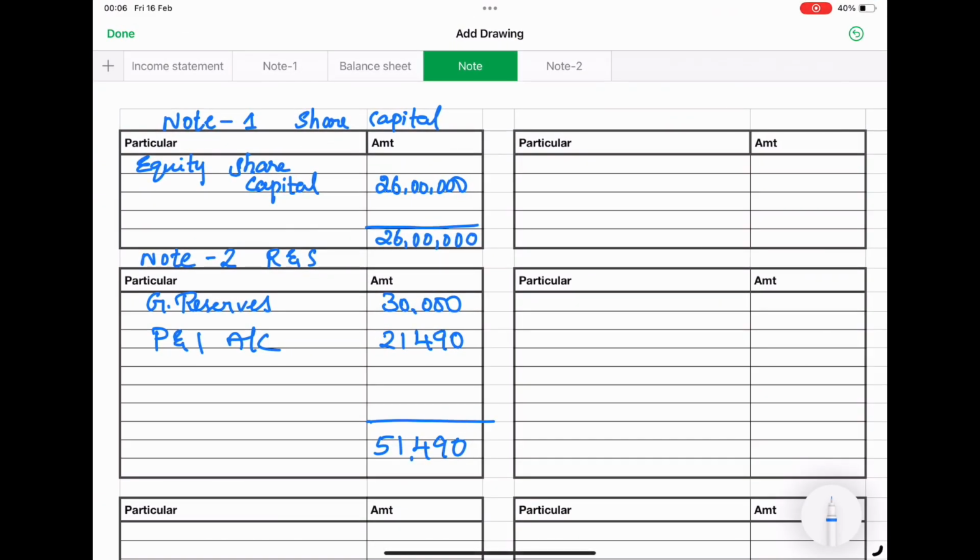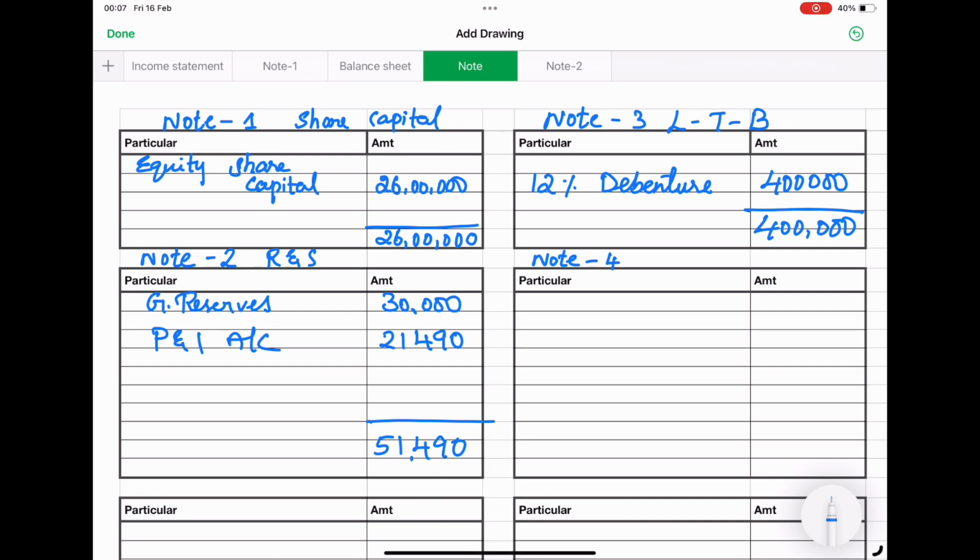I'll write here note 3, long term borrowings, 12% debenture. How much have they given? 4 lakh. Okay, next, note 4. Under note 4, I'll do one thing. How many notes have we completed? Note 1, 2 and 3. So we'll write all these balances in the balance sheet.